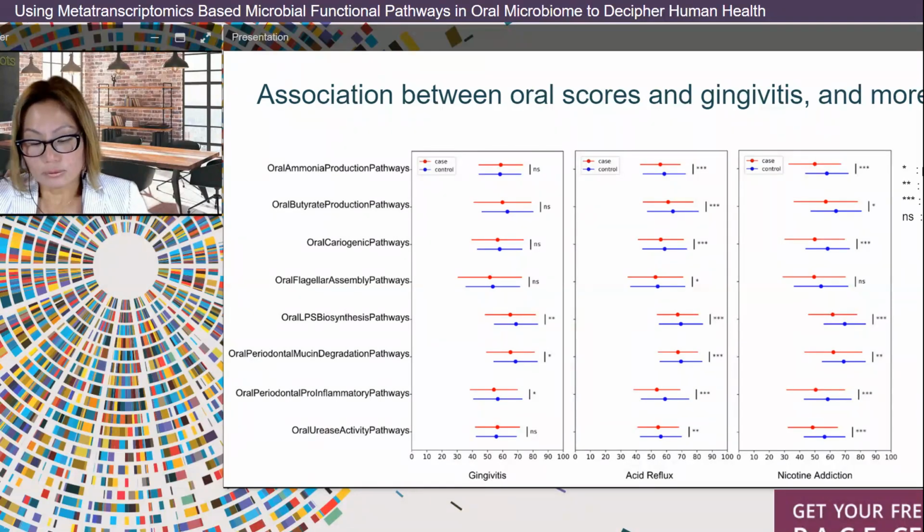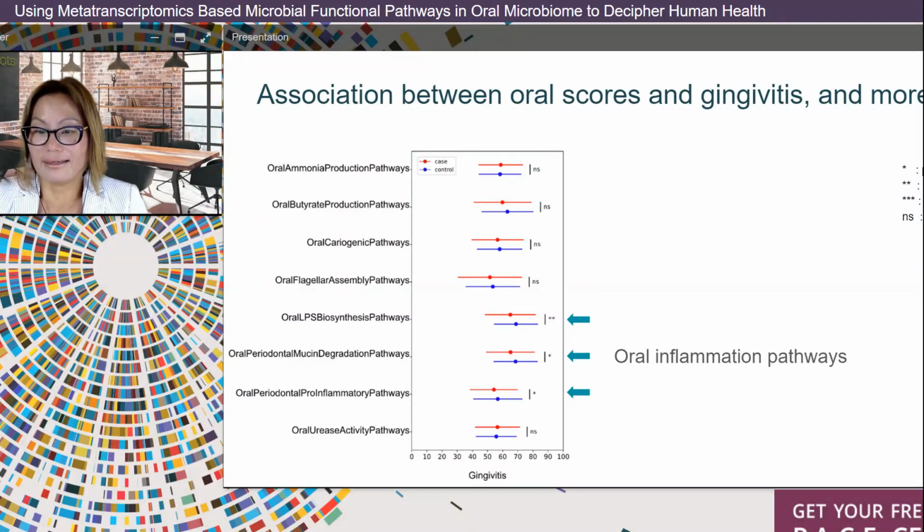After designing the scores, they need to be validated. And here is a validation result. The scores are validated on a large independent saliva sample cohort of about 15,000, independent from the 10,000 that I showed before. It shows that the relevant oral pathway scores are significantly worse in individuals with gingivitis, acid reflux, and nicotine addiction compared with controls. There's a lot of information on this chart, so let me focus on the gingivitis results first.